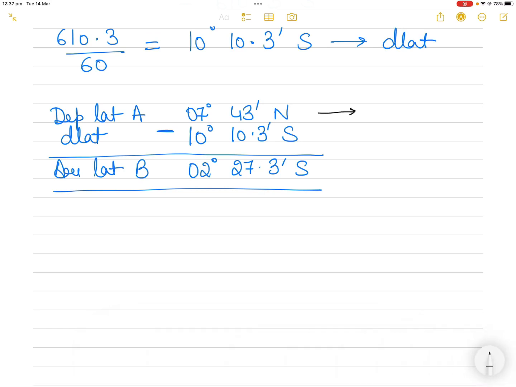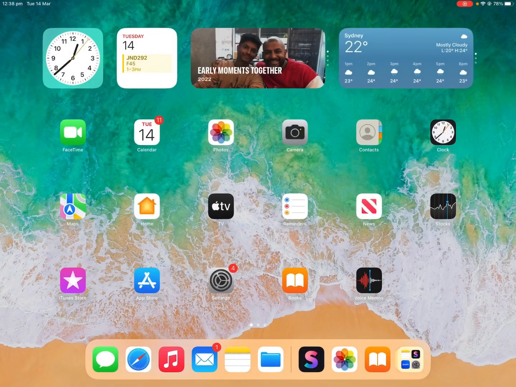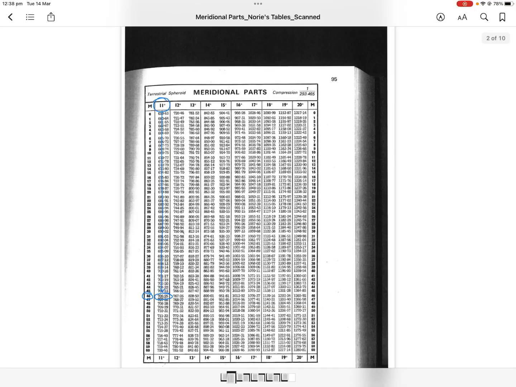So now that you have found your departure latitude and your arrival latitude, you have to find your meridional parts value for these two latitudes. And how do we do that? So we have to use the meridional parts table. So for 7 degrees 43 minutes, which will be a straightforward one, let's go and find that out. 7 degrees 43 minutes.